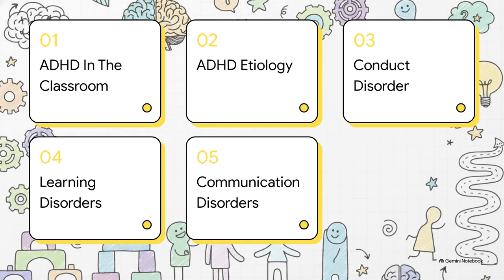Here is our lesson plan for today's explainer. 1. ADHD in the classroom. 2. Decoding ADHD etiology and treatment. 3. Navigating conduct disorder. 4. Identifying specific learning disorders. And 5. Understanding communication disorders. We're really anchoring on one core theme today. Understanding the brain helps us teach the child. When we grasp the why behind a behavior, we can completely transform the how of our instruction.